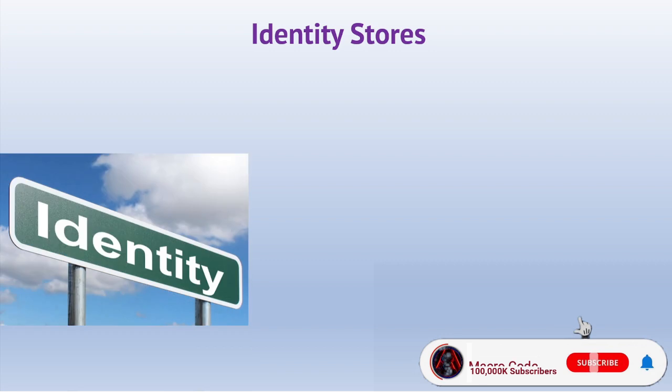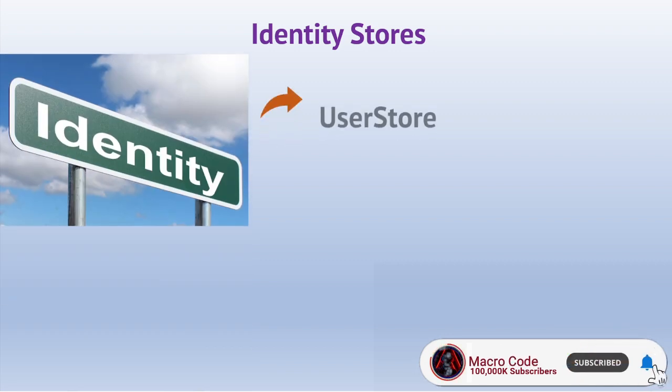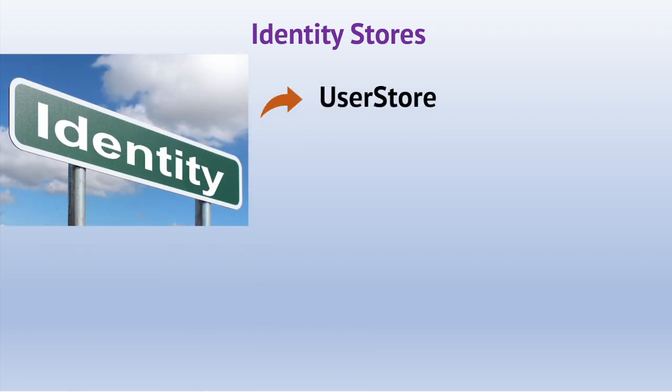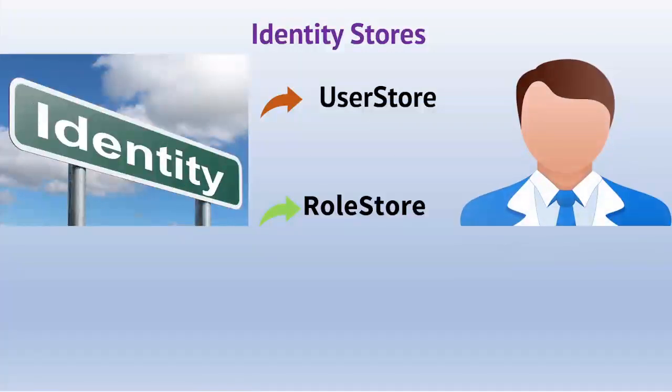So we have the user store and we have the role store. In ASP.NET Identity, there are two types of stores: the user store and the role store. The user store class implements the user store interface, which contains methods like create a user, delete a user, find a user by an ID, update a user, and even get a user password, check if a user has a password, and set a user password.